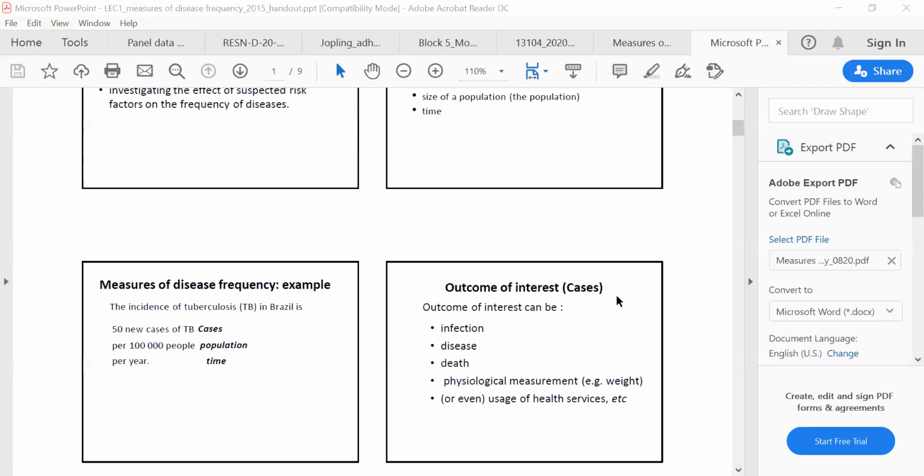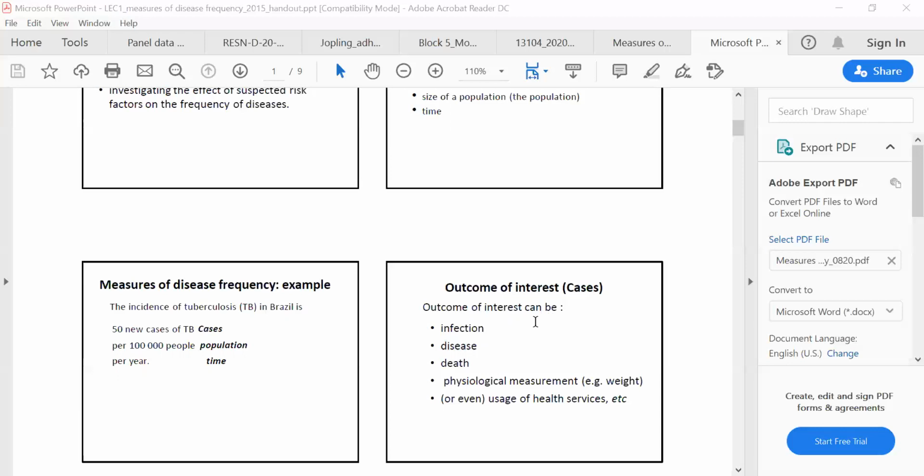It depends on our outcome of interest, what we would be interested in measuring. Our outcome of interest can be an infection, a disease, death, a physiological measurement, e.g. weight, or usage of health services, whatever. Remember, it can be anything as long as it is something we are interested in terms of epidemiology or in terms of health issues. So whatever you might need to measure, our outcome of interest can vary.